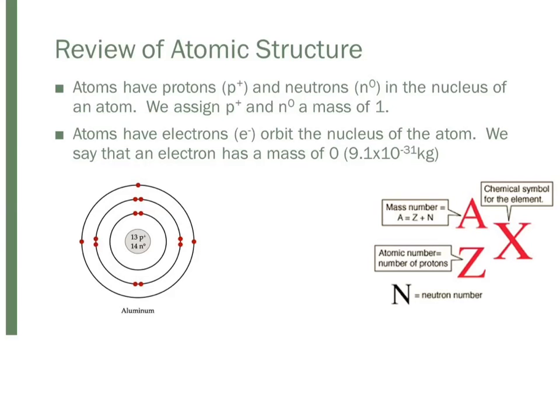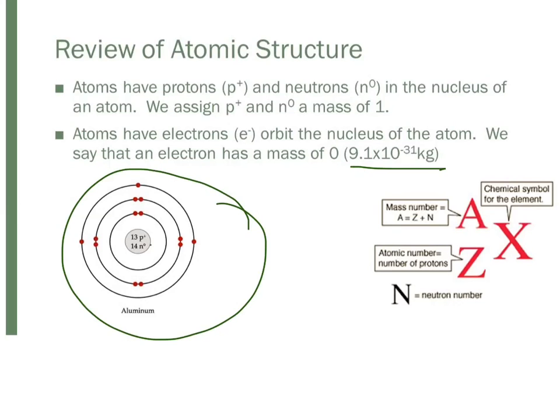We all know that atoms have protons and neutrons in the nucleus of an atom, and we see that protons and neutrons both have a mass of 1. Electrons are in orbits around the nucleus of an atom. So you can see here we have a Bohr-Rutherford diagram for aluminum. So we have the protons and neutrons listed in the middle, followed by our electrons on rings. And we basically say that an electron has a mass of 0 because it's so small. I mean, you can see that number there. It's so teeny tiny that they really don't give much to the mass of our atom.